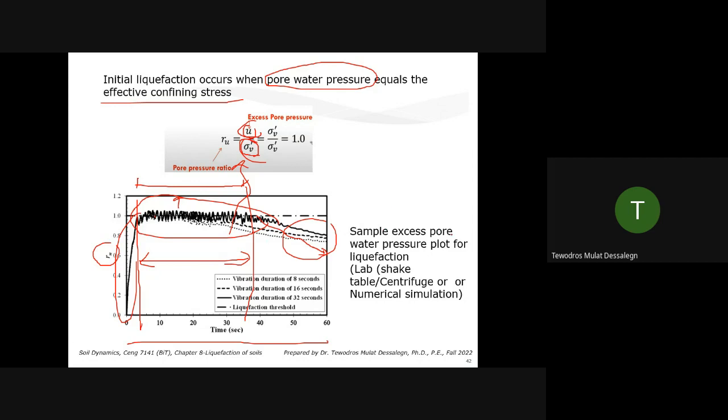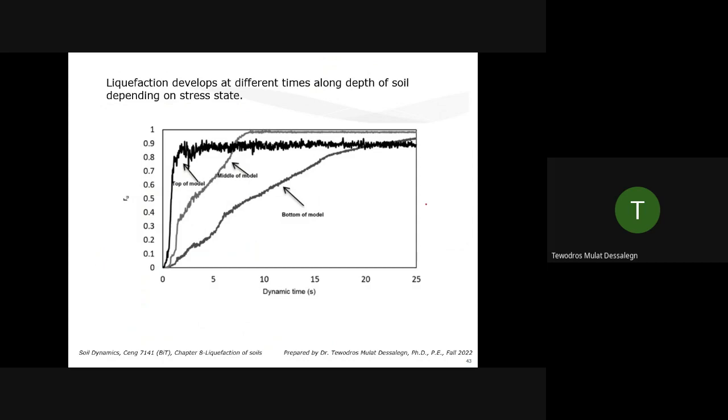Sample excess pore water pressure plot for liquefaction, from a lab shake table, centrifuge, or numerical simulation. Liquefaction develops at different times along depths of soil depending on stress state. There is a certain depth at which liquefaction occurs. It doesn't happen at the same time in all depths. It depends on the state of stress.